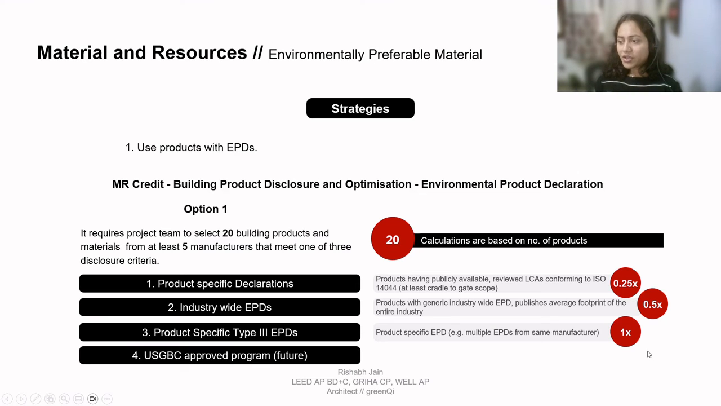And when we come to type 3 EPDs, product specific, these are the EPDs that are given by the manufacturer for a particular product. So this is not generic. This is very specific to that particular product of that particular manufacturer. So this is given a weightage of 1. One product will be 1 into 1 in this valuation calculation.